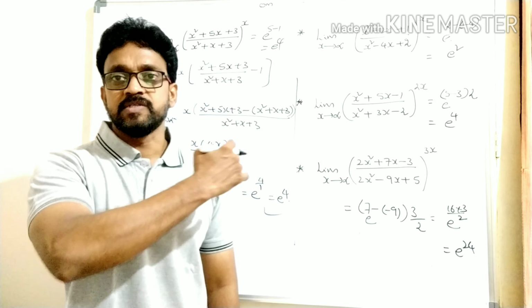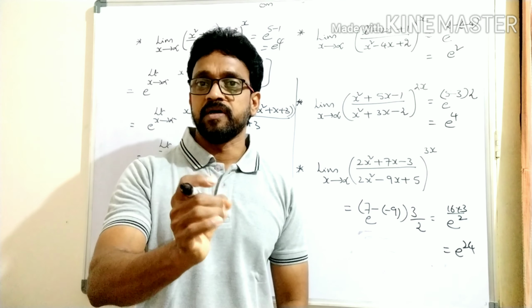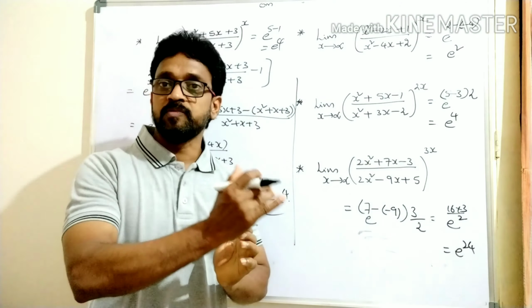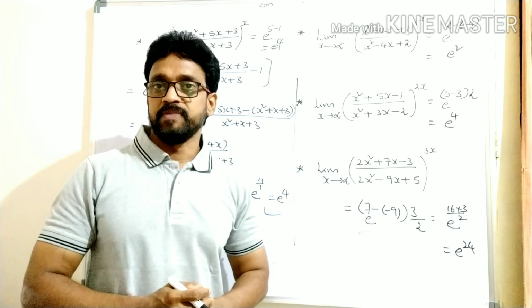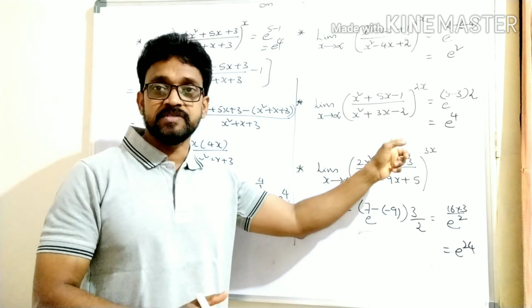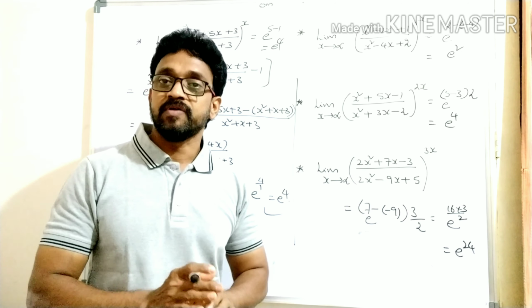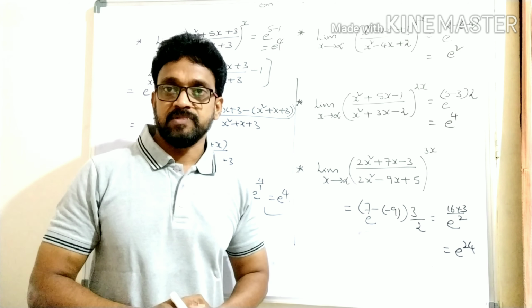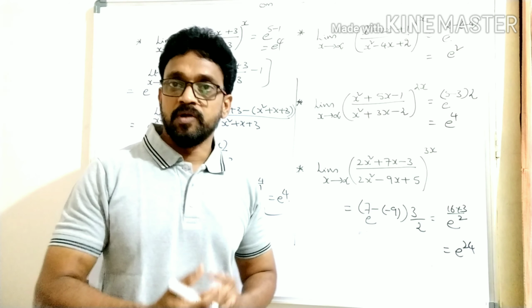Among all these problems, we observe that the x square coefficient is the same in the numerator and in the denominator. Only then is this technique applicable. Otherwise it is not possible, and we get another answer. Understood? Right. One more model we will discuss now.